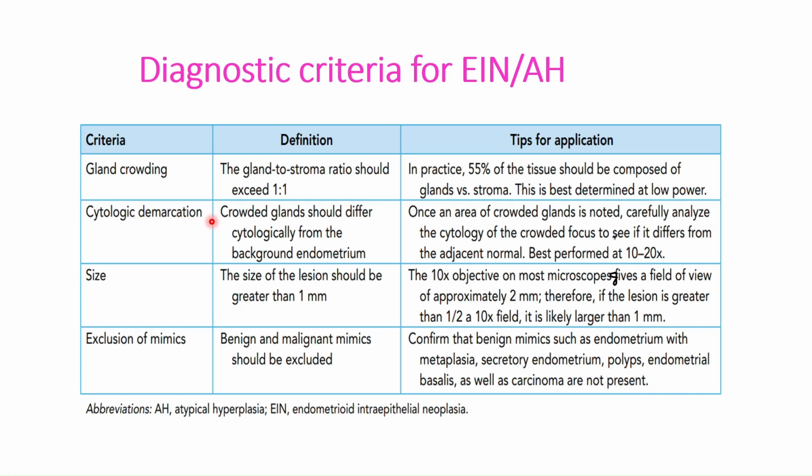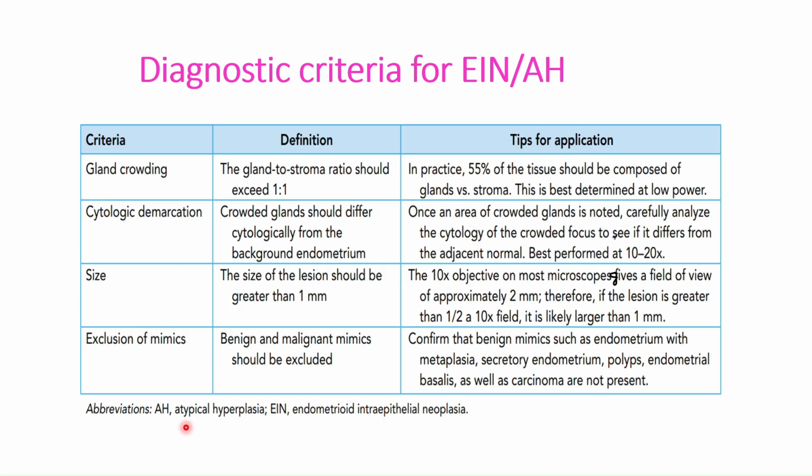Then, cytologic demarcation. Crowded glands should differ cytologically from the background endometrium. So whenever we find this type of feature, we have to search for background endometrium, see whether it is normal, and compare with it. Once an area of crowded glands is noted, we have to analyze the cytology of the crowded focus to see if it differs from the adjacent normal, and this is best performed at 10 to 20x.